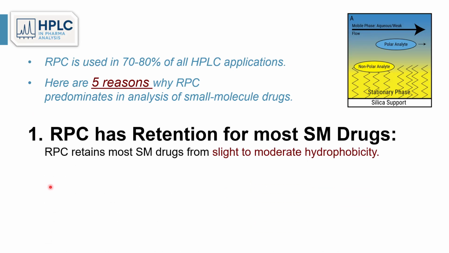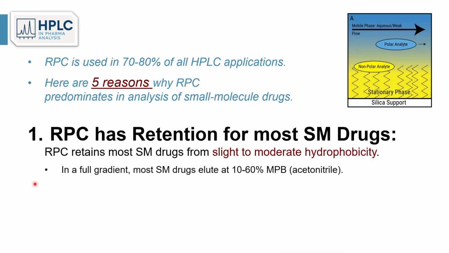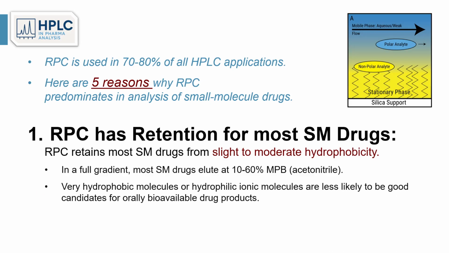Reason number 1, reverse phase has great retention for most small molecule drugs. Reverse phase retains most small molecule drugs from slight to moderate hydrophobicity. In the full gradient, most small molecule drugs elute at about 60 to 70% mobile phase B, such as acetonitrile, because very hydrophobic molecules or very hydrophilic ionic molecules are less likely to be good candidates for orally available drug products in the small molecule arena.